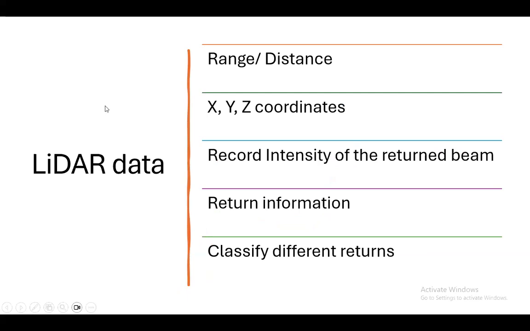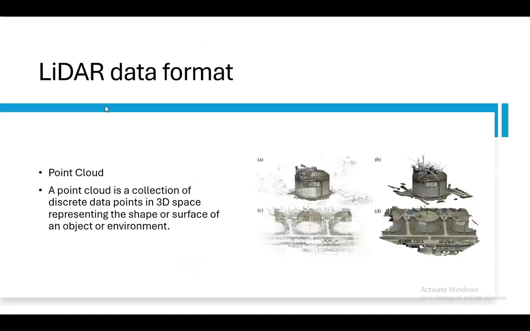Now let's talk about the LiDAR data, the most important thing, because we are not going to go to the field or capture the data. Instead, we will have ready-made data, and we have to work on that. So it is better to understand the data. In LiDAR data, we have the distance information, XYZ, which I have already mentioned many times. It records the intensity and the return beam information, and classifies the returns. Now, this is really very important. How does LiDAR data appear to us?